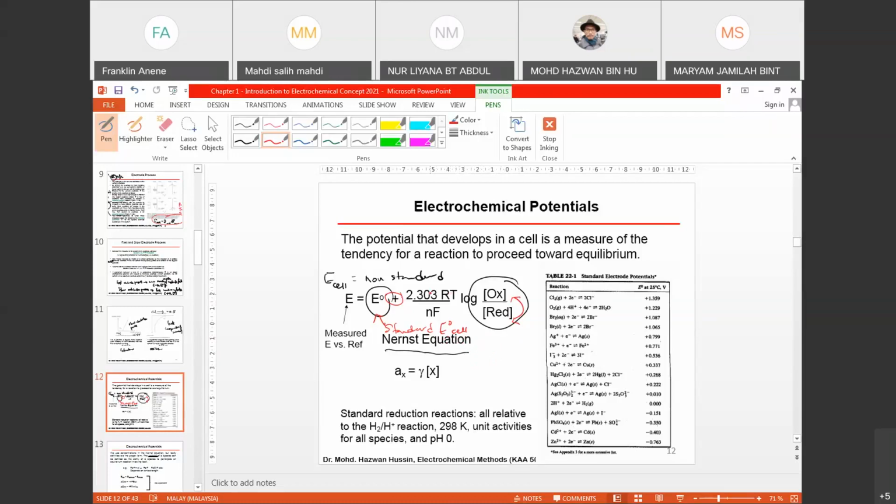They are not sure which one is correct. But as I said, all variation of Nernst equation is the same except the modes of mathematical representation that they use. Either they use log, either they use ln. Plus or minus is just opposite direction and others. Okay. The potential that develops in a cell is a measure of a tendency for reaction to proceed towards equilibrium.